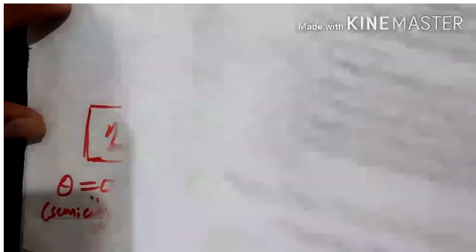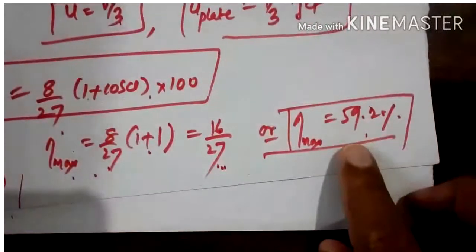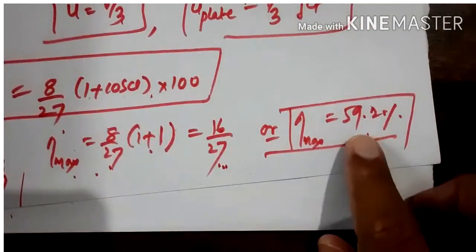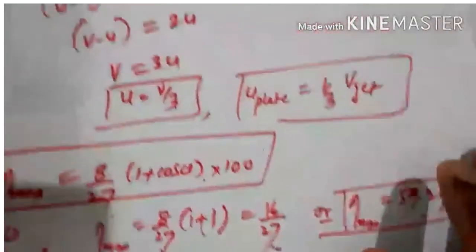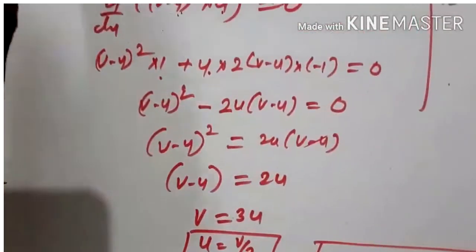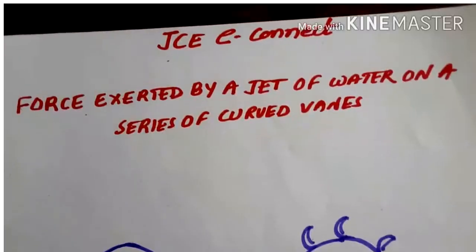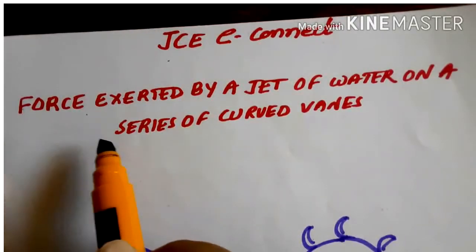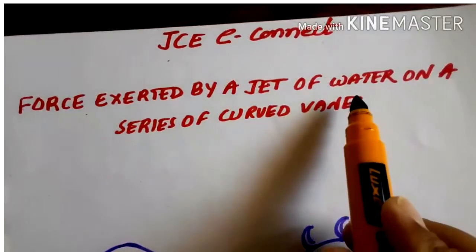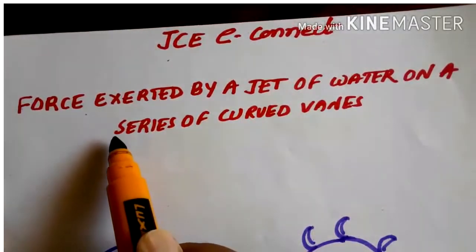Look here. If they are asking in terms of efficiency like this, as a percentage, you get 59.2%. I hope you understood this one. Practice this derivation, it is very important. I'll be taking the next case, that is the force exerted by a jet of water on a series of curved vanes.